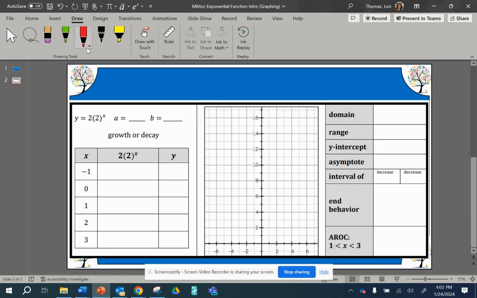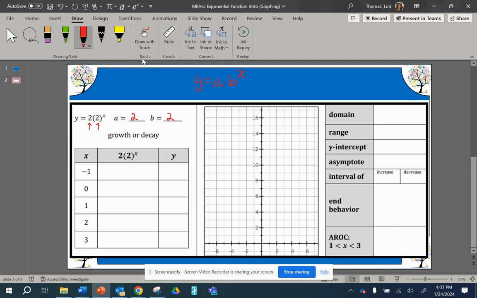So this is the first example of your handout. We are going to identify our a value and our b value. So in our first example, we have y equals 2 times 2 to the x. Our a value is 2 and our b value is 2. The b value is the base of our exponent, which is our variable x. So this value is very important in these functions.